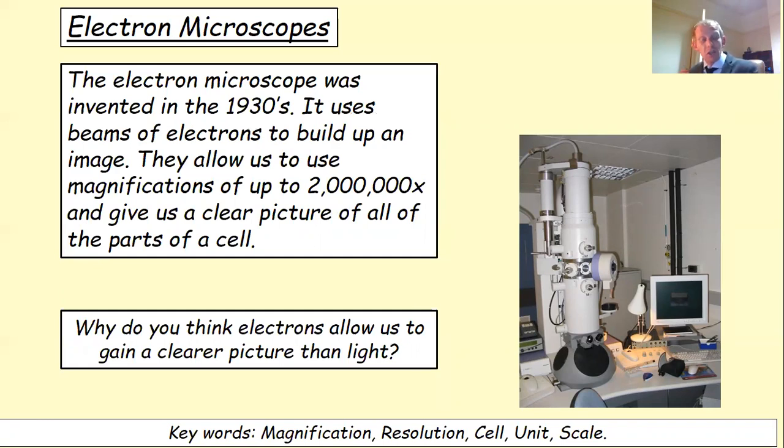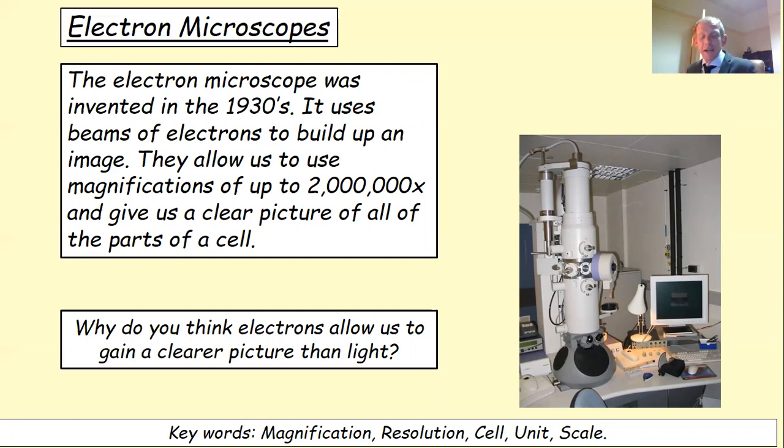And these work by using a beam of electrons to build up the image. And they allow you to magnify things to a much, much greater level. Up to 2 million times you can magnify with an electron microscope. These allow you to see even down to viruses in quite good detail. And it does allow us to look into all the individual bits on the inside, the different organelles you can see inside a cell.